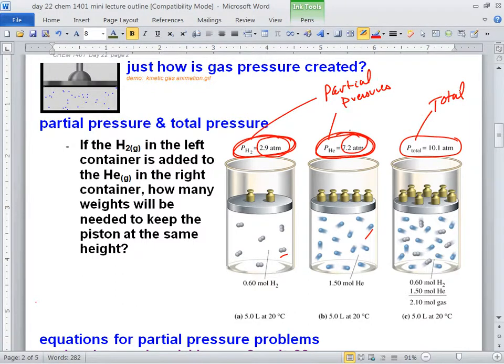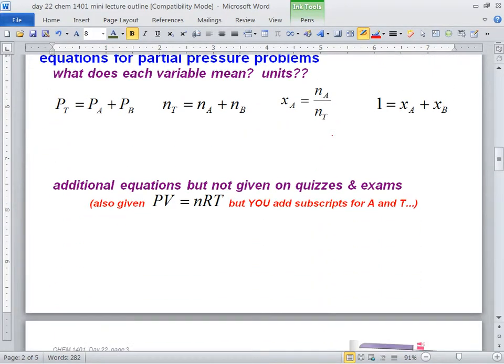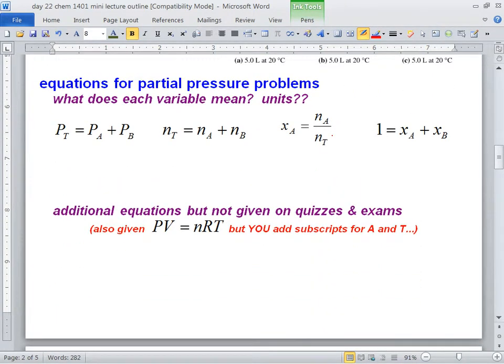Okay. Notice how they write these partial pressures. They have a little subscript down there. Okay, some equations for partial pressure problems. So I'll be giving you these. For our first one here, Stephen, P capital T equals PA plus PB. What do you think those variables mean? Like, what do you think PT probably is?